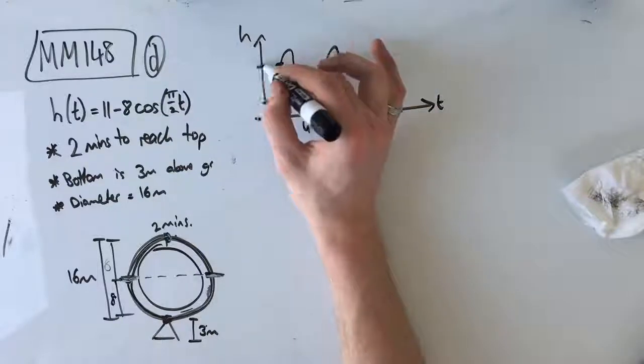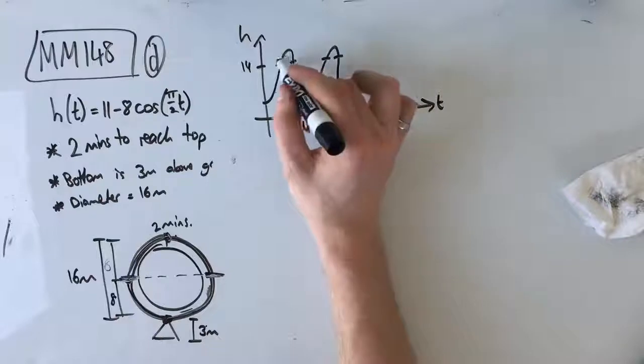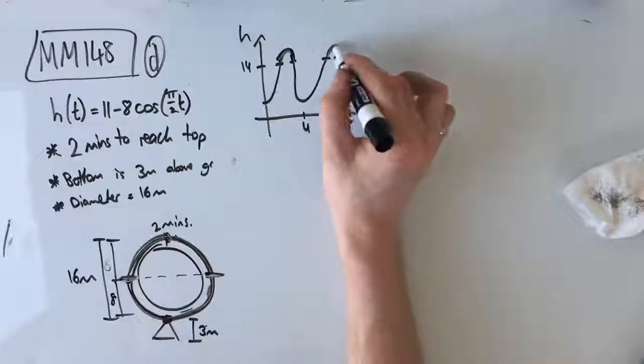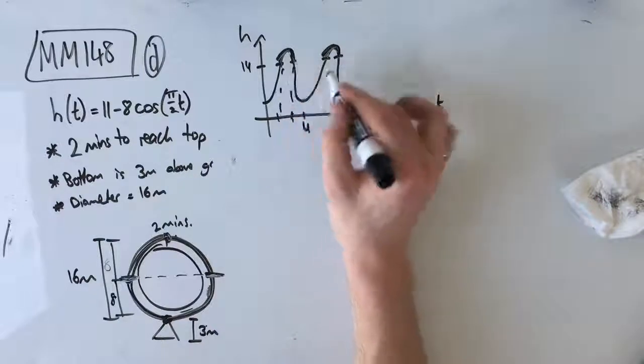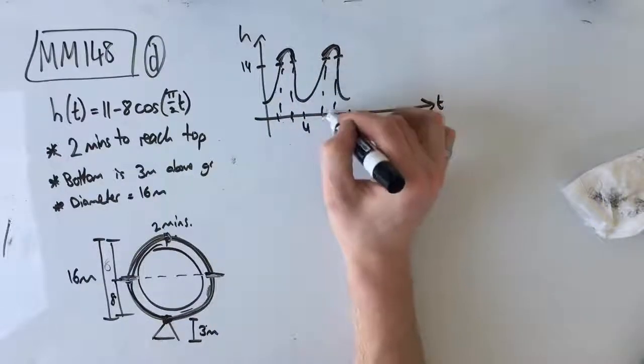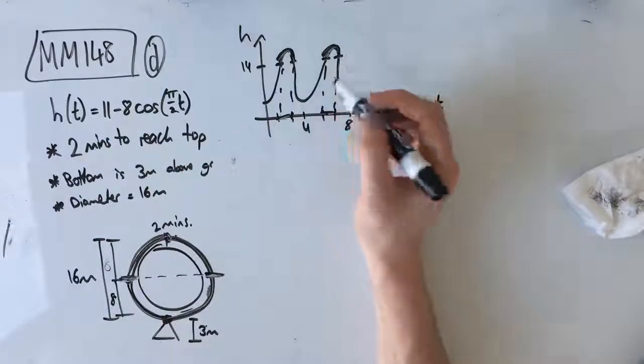So we can say that this is about 14 meters, and we need to find out the time that it's above that point. So these bits here and these bits here. So the duration of time from here to here and from here to here. Cool. So let's find the first time that it's equal to 14.